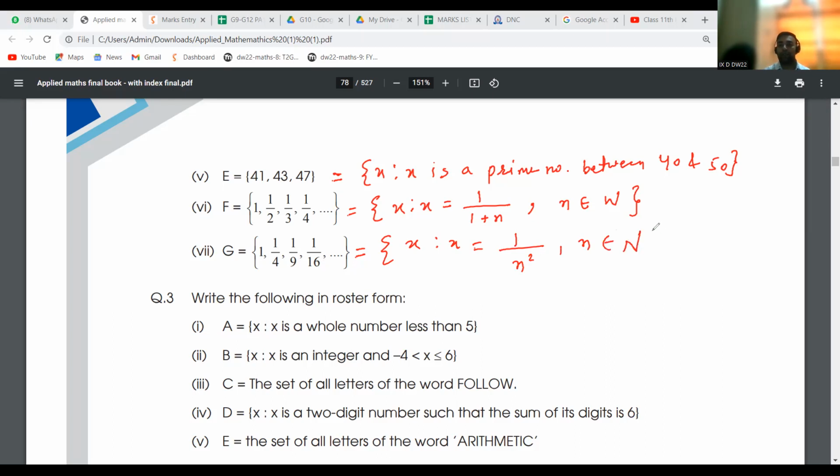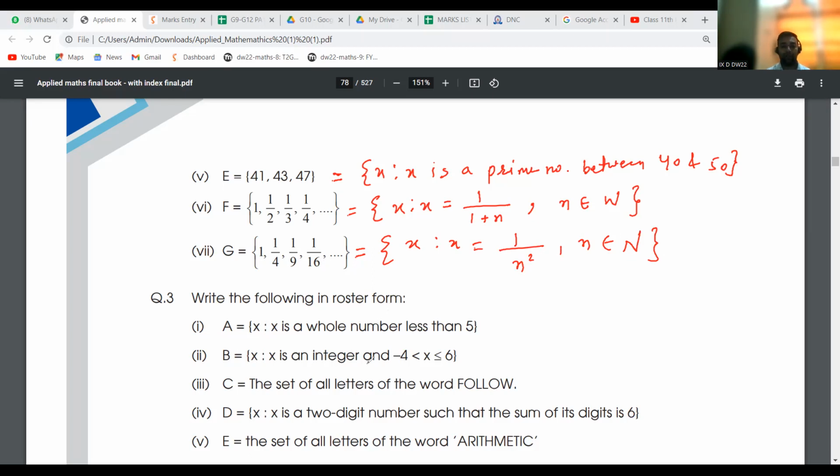We don't have the square of 0 here in the denominator, so we will write down n belongs to N, because all the natural number squares are given. So this will be the answer for these questions where we have to convert them into set builder form.